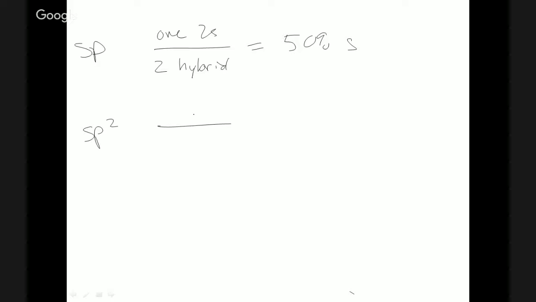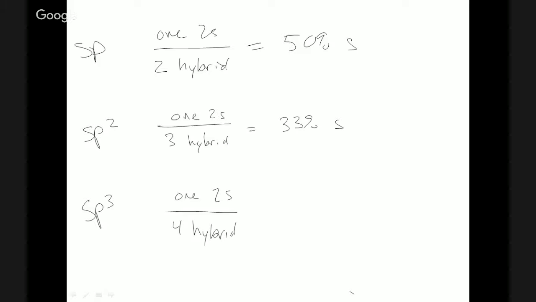sp2, you get the idea, is one s. There's always one s. That is always on the top, and then 3 hybrid orbitals equals what? 33% s. sp3: one s divided by 4 hybrid orbitals equals 25% s character. We're going to see this in chapter 2, how s character is going to impact acidity, and so it's important to just start wrapping your minds around this. sp is 50% s, sp2 is 33% s, and then sp3 is 25% s.